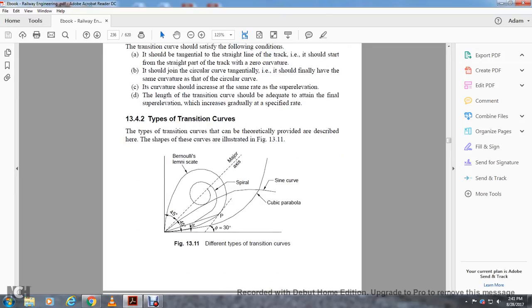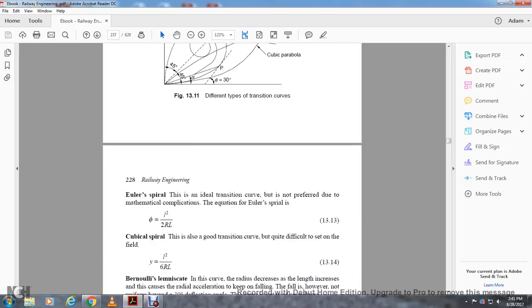13.4.2 Types of transition curve. The types of transition curves are theoretically described by the shapes shown in Figure 13.11, different types of transition curves: the cubic parabola, the cubic spiral, the lemniscate curve, and the spiral. The real spiral is the ideal transition curve, but it is not used due to its mathematical complication. The equation of the cubic spiral is y equal to the length squared times R divided by 2RL.